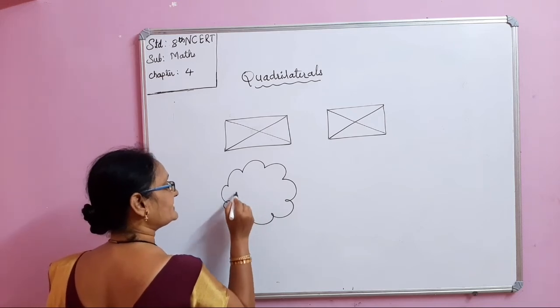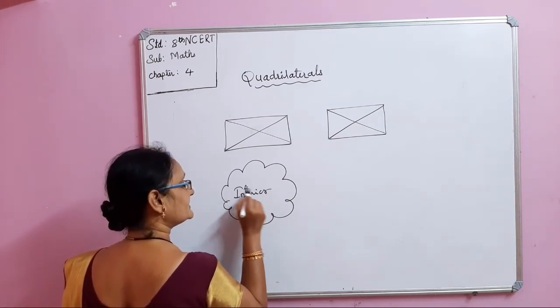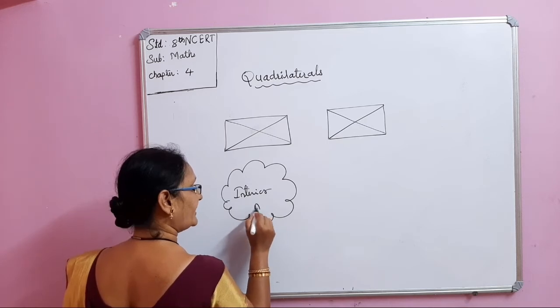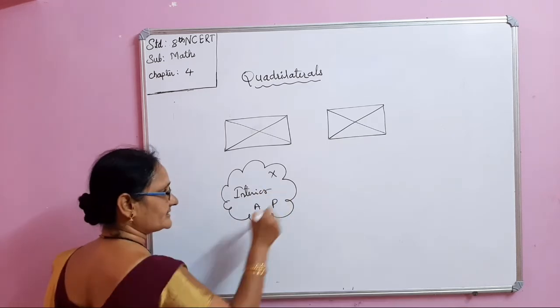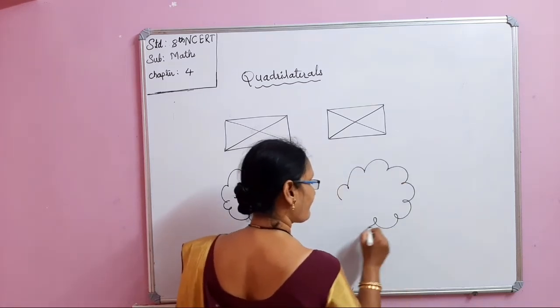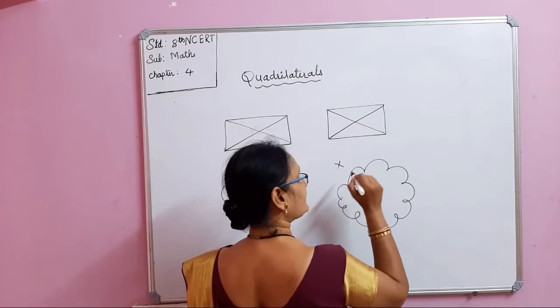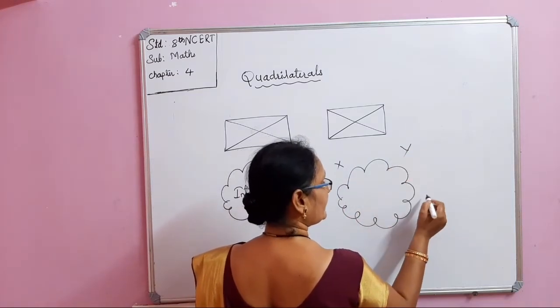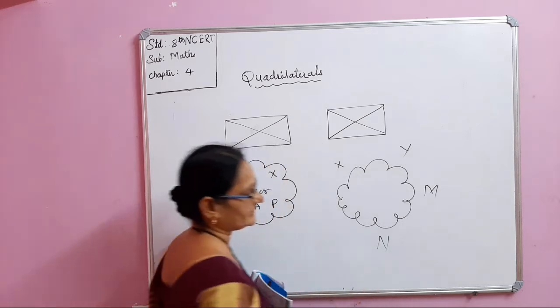This is called the interior. Here, these are interior points. Now A is interior, P is interior, X is interior. This is interior. Then what will be the exterior? See, this all. Now X is an exterior point, Y is an exterior point, M is an exterior point, N is an exterior point.